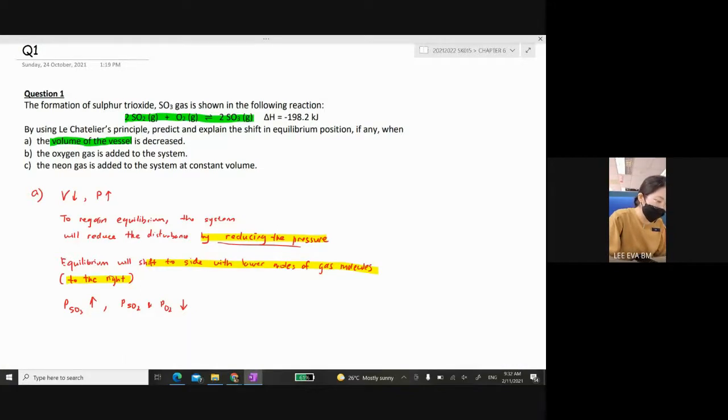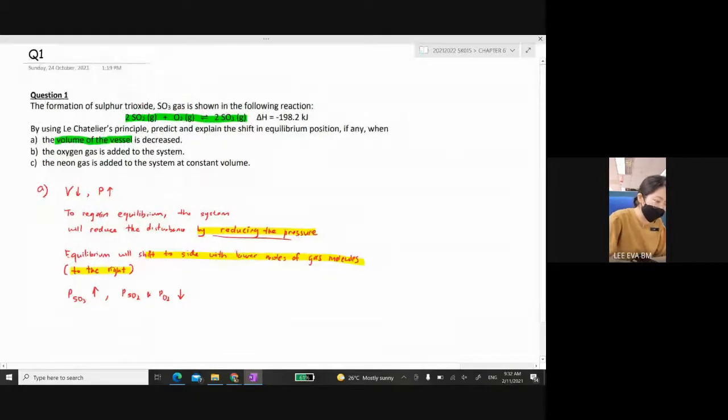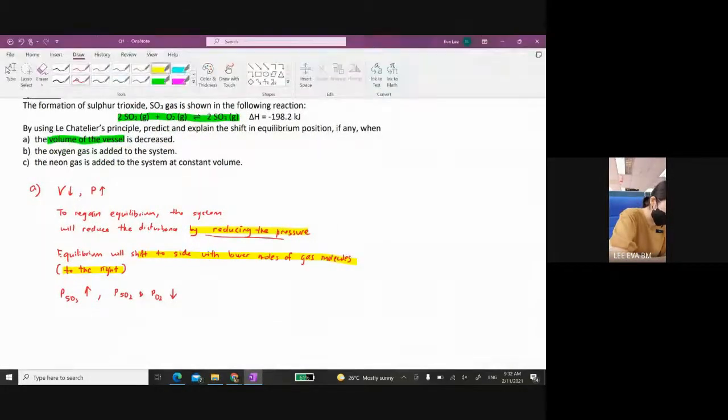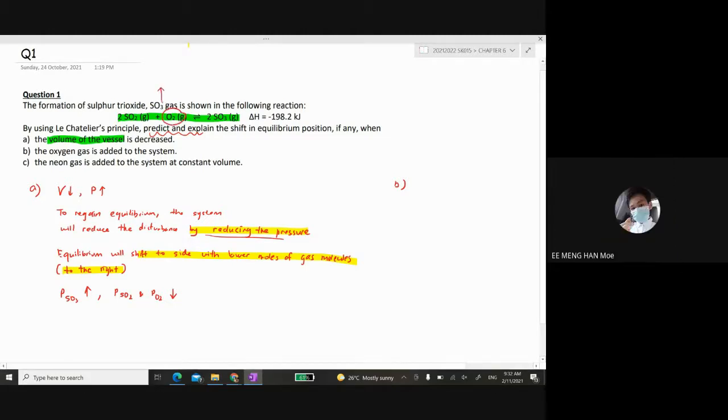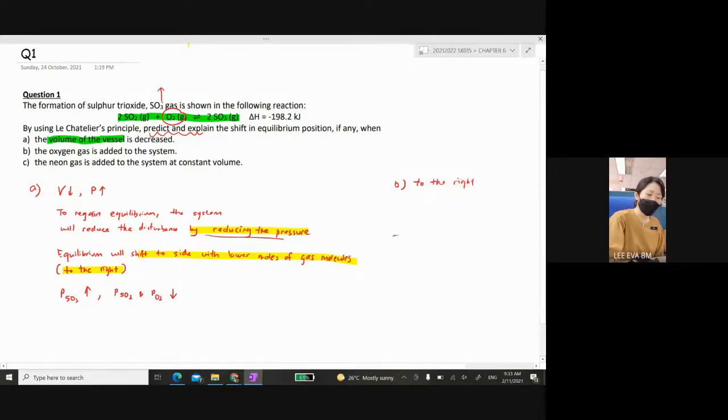All right, and how about scenario 2? The oxygen gas is added to the system. This time I won't explain, but I want to know what the equilibrium shift is. Since the question asks to predict and explain, you need to practice how to write the sentence. So oxygen is added, to the left or to the right? Oxygen gas is added, meaning you increase the concentration. So the equilibrium will shift to the right. I'll just give you the directions only.